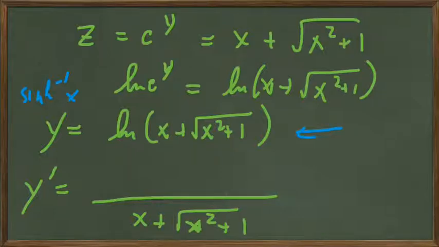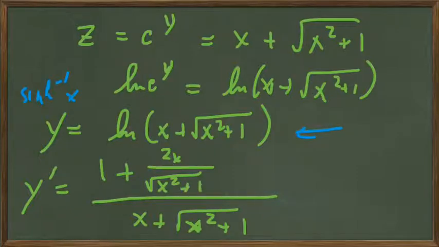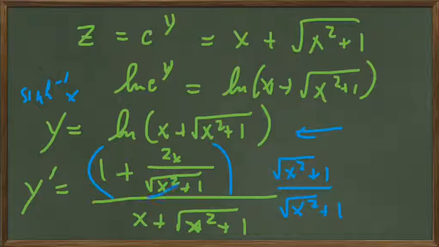What's the derivative of the inside function? The derivative of x is 1. And the derivative of that square root function is 2x over the square root of x squared plus 1. We're going to multiply the top and the bottom of this by square root of x squared plus 1 over itself to change it from a complex fraction to a fraction that's not a complex fraction. In other words, it gets rid of this denominator, and when we do that, what do we get?